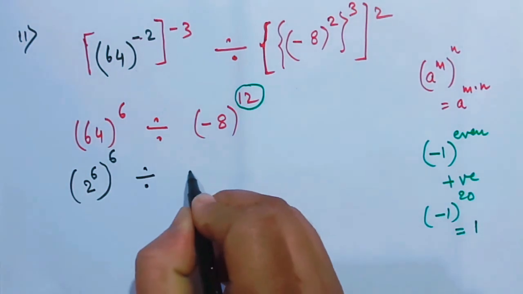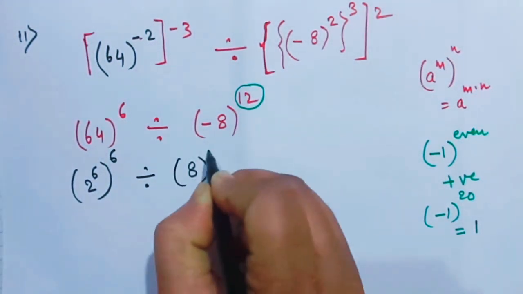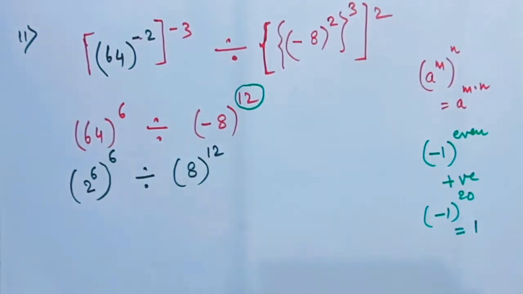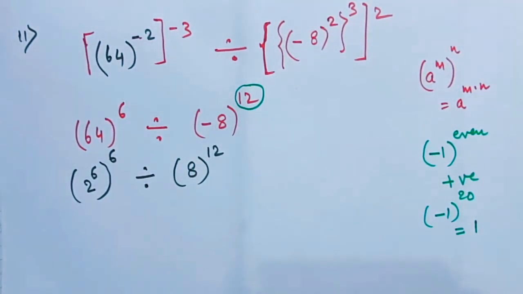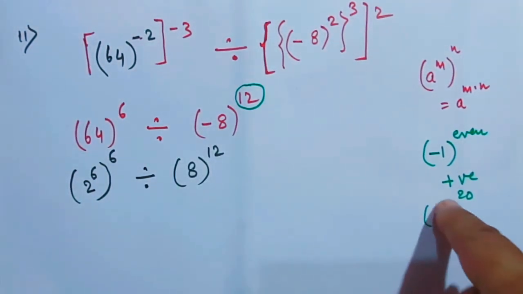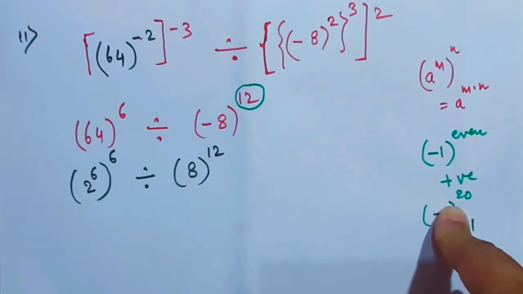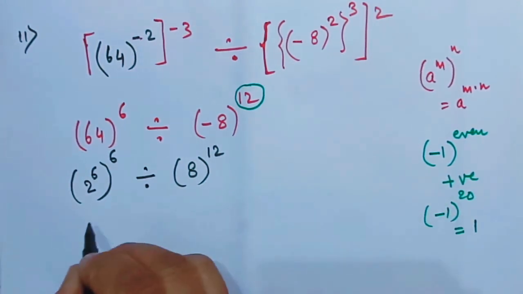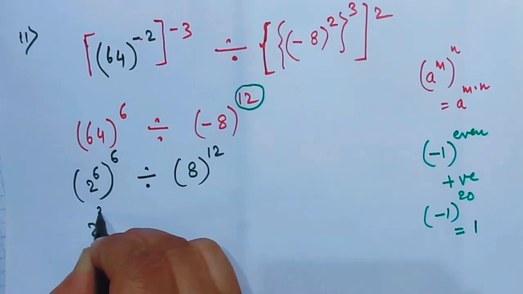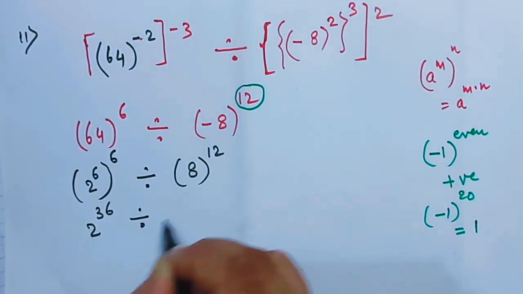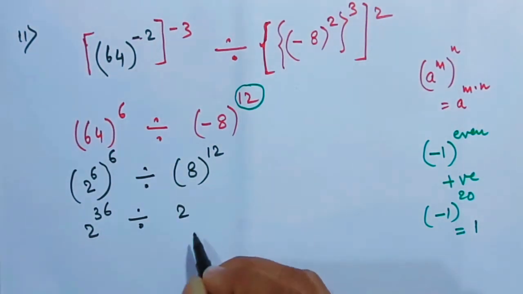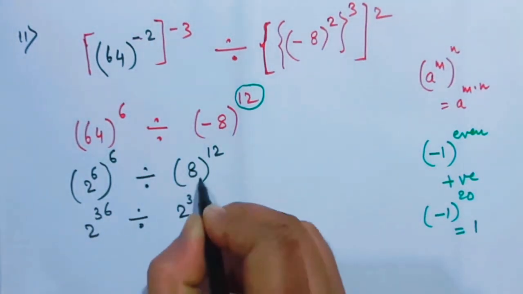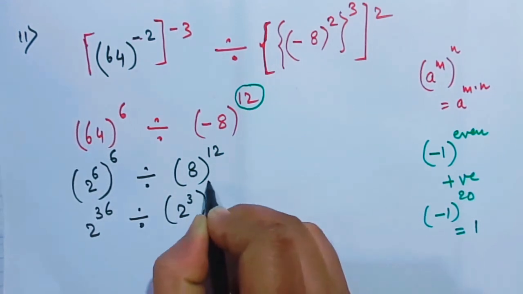So you can write it as 8 to the power 12 also, because this is a negative number and it has an even power, so this negative will get cancelled, as you saw over here. So 2 to the power 36 divided by 8, again it's not in its usual form. 2 to the power how much? 2 to the power 3. 2 into 2 into 2 is equal to 8, to the power 12.